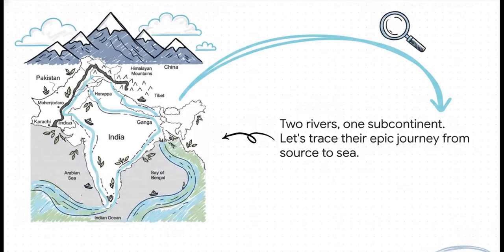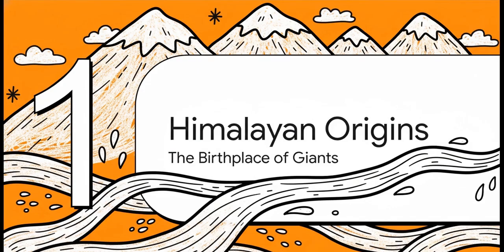And this map just sets the stage perfectly, doesn't it? You can see the Indus system weaving its way west toward the Arabian Sea, and then the Ganga system flowing east across those vast plains, heading for the Bay of Bengal. You've got two absolutely monumental lifelines, born in the same colossal mountain range, but each with a totally different story to tell. So, let's start where they do.